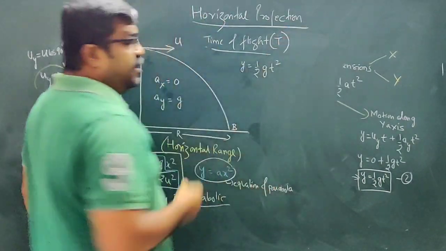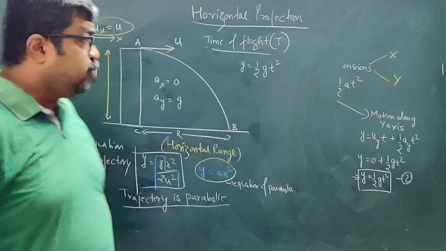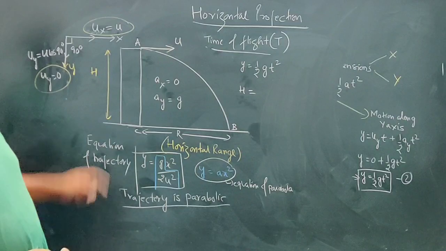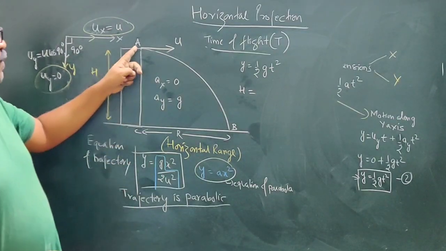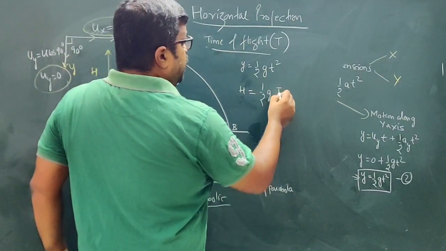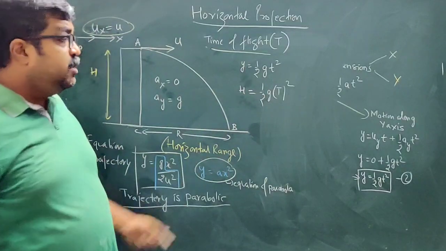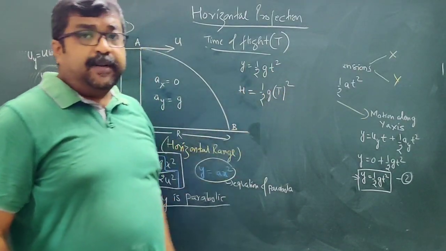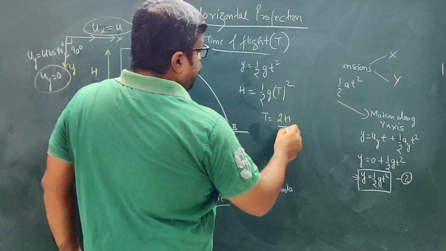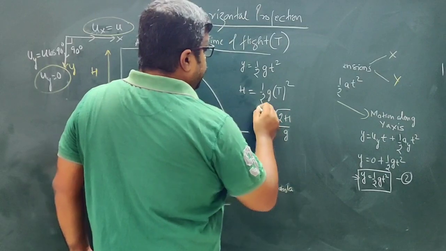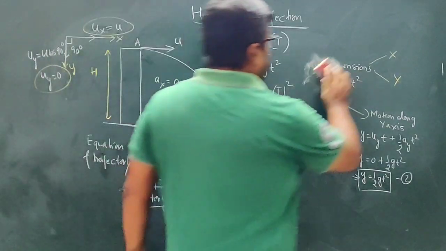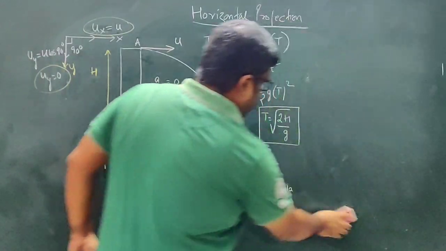Now the time of flight is, suppose, capital T. In the equation y is equal to half g t square, I replace y with capital H, the displacement along the y-axis when the projectile travels from A to B. So this will be equal to half g capital T square. That means when y is equal to H, small t is equal to capital T. So from this we have T is equal to square root of twice H by g. Now this is a very interesting result. Why am I saying that this is an interesting result?